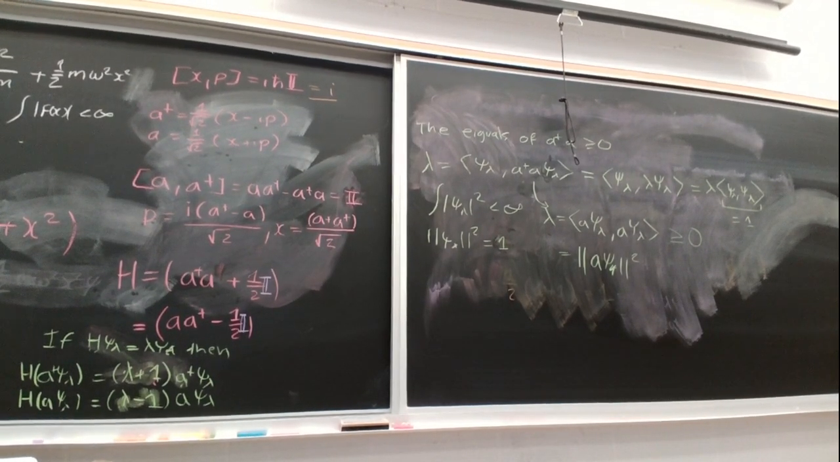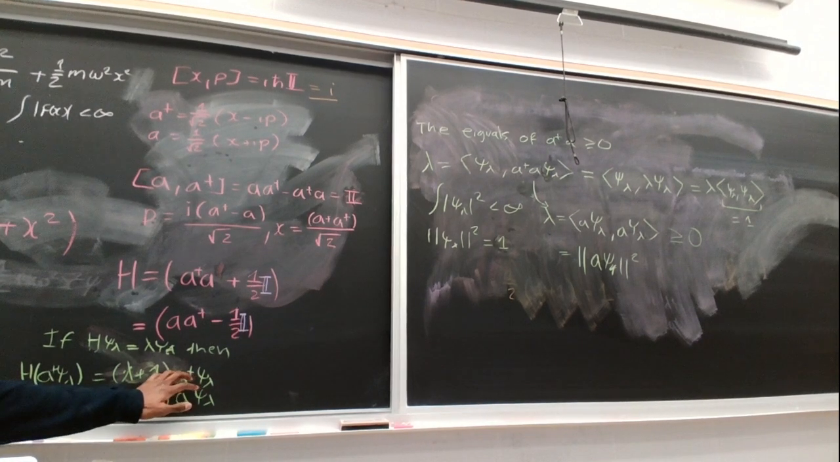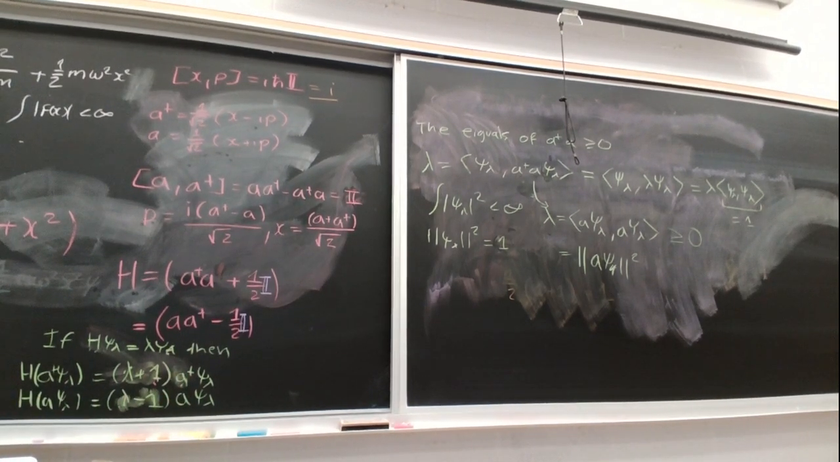What happens if I go to 0? If my eigenvalue is 0, then this is 0. Then I get that A applied to psi of lambda is 0. I get that A applied to psi of lambda is 0 at some point. Do you agree? So what does this mean about what the eigenvalues have to be?